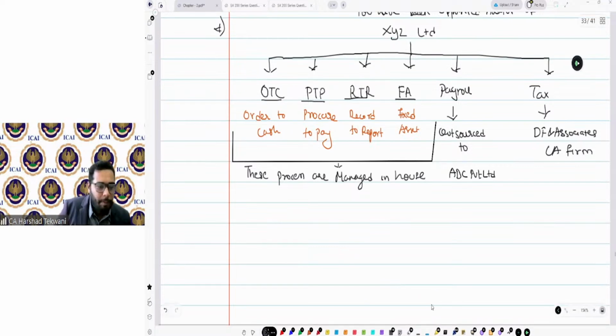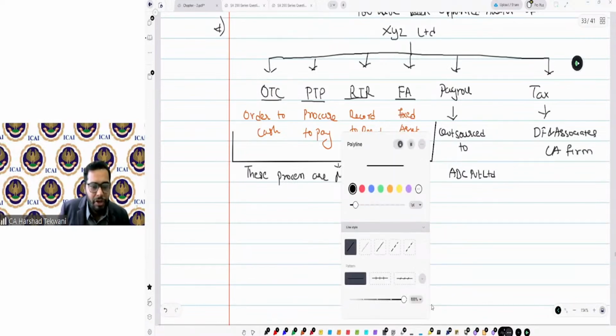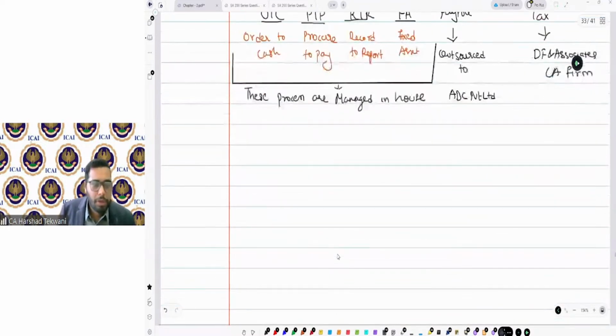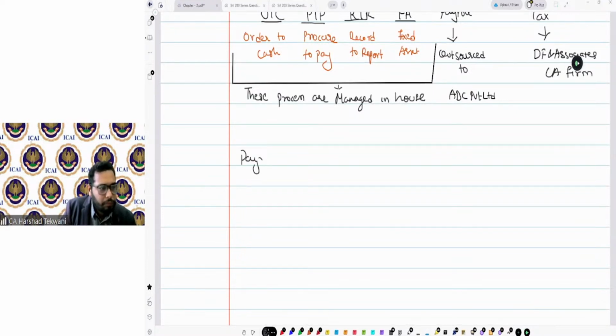But these processes, payroll and tax, are being managed outside the company. So there is another company which is providing these kinds of services. Now let's say, for example, in payroll itself, you asked your client, tell me about the payroll process. What do you do in the payroll process? What are the things that are being done by ABC Private Limited? Why are you outsourcing? What is the process being outsourced? You asked a lot of questions, understanding the entity.